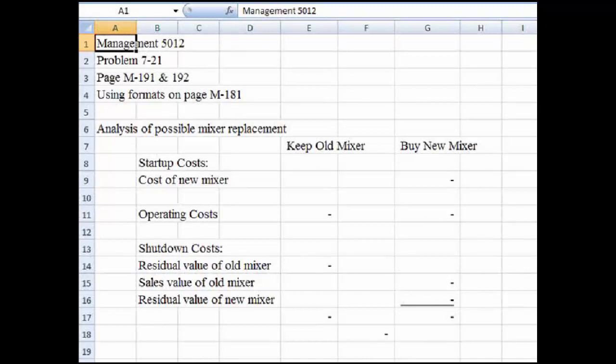There is a format on page M-181 that should be used for this kind of analysis. It provides a convenient framework for the analysis of the problem that's being completed. Looking at the format on your screen, the first number that needs to be entered is the cost of the new mixer. Looking in the book at the top of page M-192, the cost of the new mixer is listed as $34,000. Since this is a cost, it goes on the form as a minus $34,000.